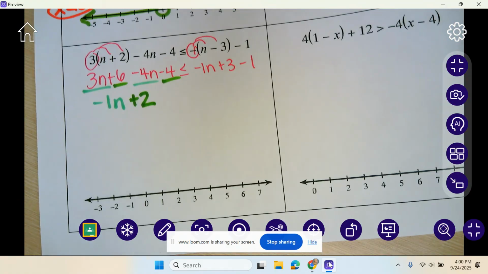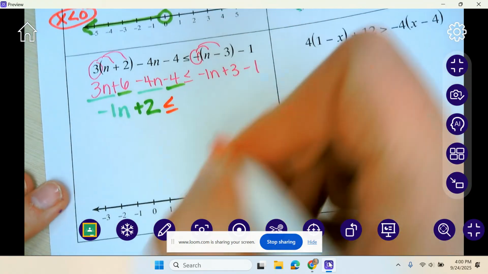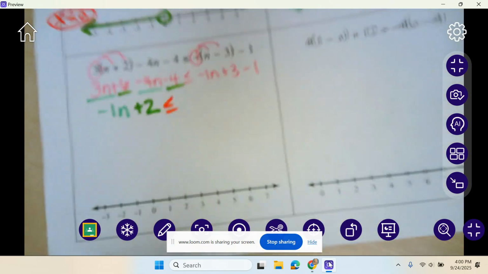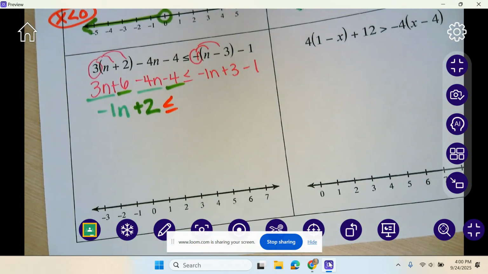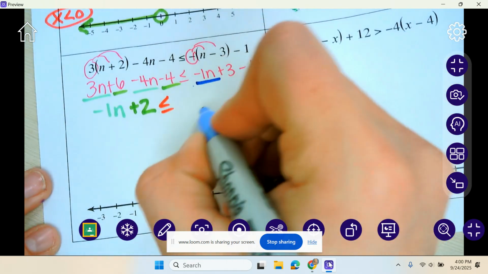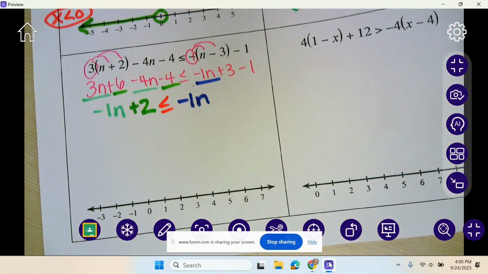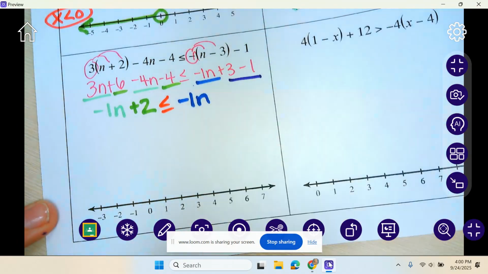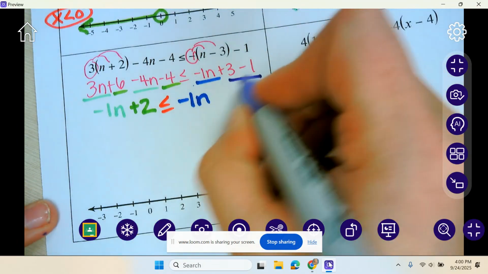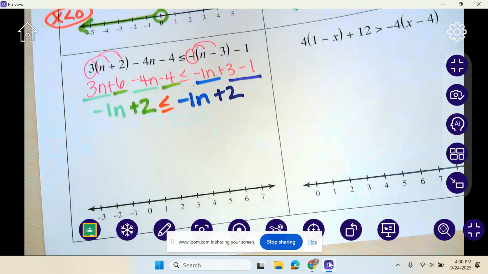Okay, and then less than or equal to. And then my negative 1n stays the same, so there's nothing to combine right here, so just negative 1n. And then the last part is I have 3 minus 1. So 3 minus 1 is a positive 2, so I put plus 2.